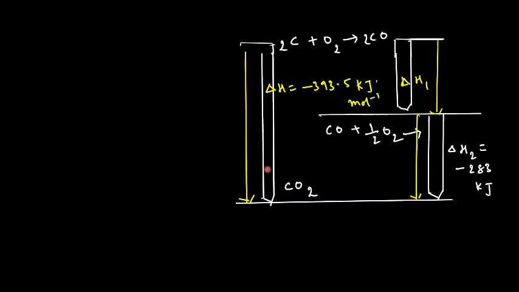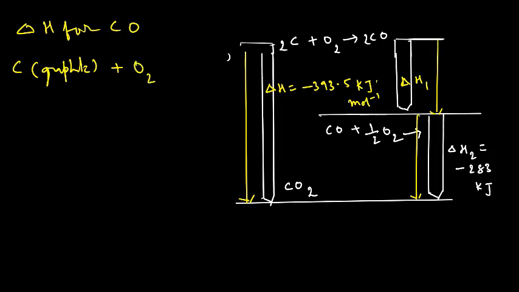Now let us illustrate this with one example. In this reaction, let us find the enthalpy change for the formation of carbon monoxide. So delta H for carbon monoxide. Here we take C graphite, because graphite is the standard state of the element carbon. So C plus O2 gives CO, which is a gas. Here the enthalpy change is what we have to find.